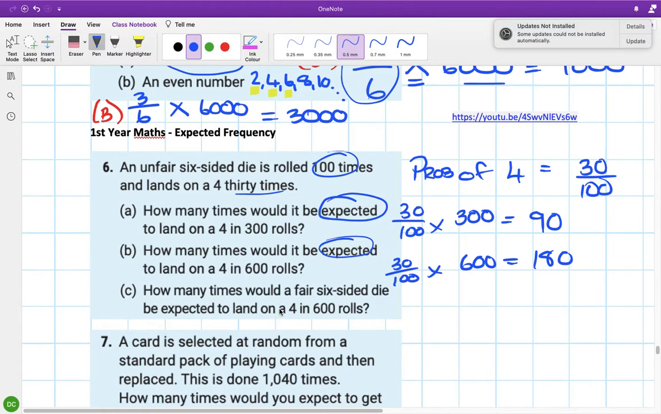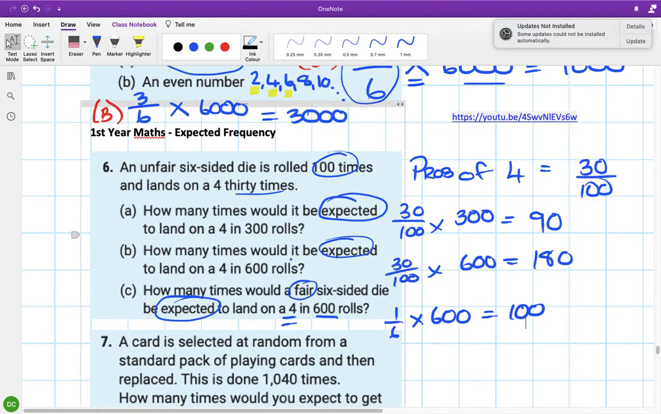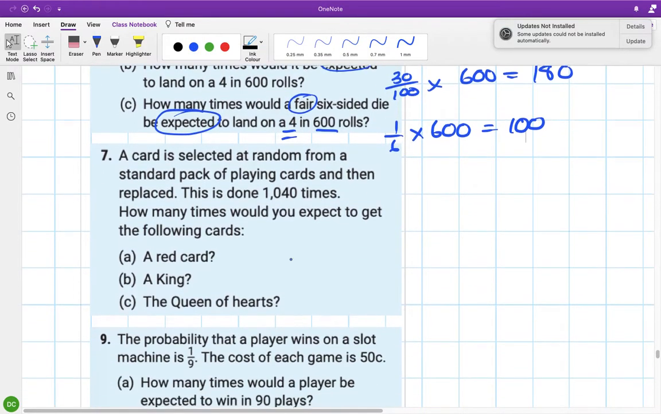How many times would a fair six-sided die be expected to land on a 4? Okay, so again, it's expected. This time the die is fair, which means the probability of getting a 4 is 1 out of 6. That's the probability, and then you multiply that by the number of trials, which in this case is 600, so that is 100 times you would expect the 4. The first couple of times it's an unfair die, which is why the probability is different. The last one it's a fair die, so we go with the proper probability that we know.